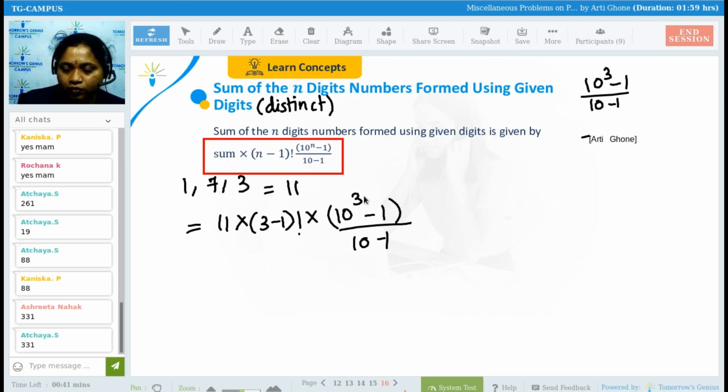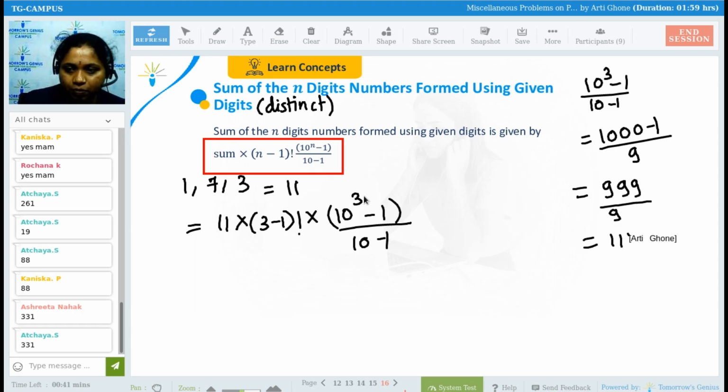1000 minus 1 upon 9. So it will be 999 upon 9. So it will be 111. Clear? Okay. So if 3 digits are given to you, you will have 111. If 4 digits are given to you, you will have 4 times 1.